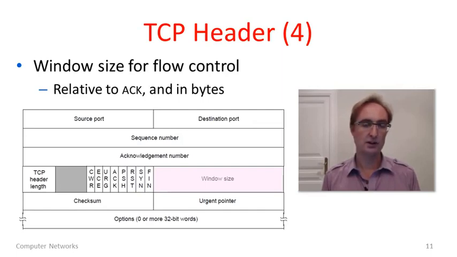And there's also a window size you can see here that's used for flow control. Like the sequence and ACK numbers, this is measured in bytes rather than in segments, and this is the number of bytes of buffer space remaining, or units of buffer space remaining, relative to the value of the ACK.